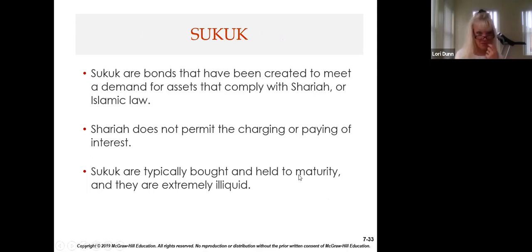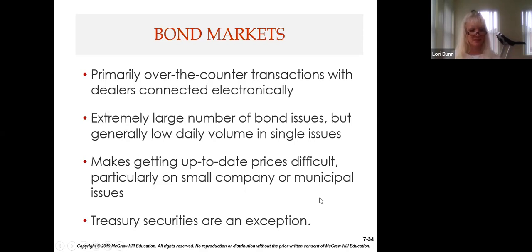I'm probably not going to pronounce it right, but I'm going to pronounce it the way I think. A SUKUK are bonds that have been created to meet a demand for assets that comply with Sharia law, because Sharia law does not permit the charging or paying of interest. Okay, so it's just another type of bond because of Islamic law and cultural traditions. So if you've ever seen that term, that's what it is and why they are different. Okay, so all the different characteristics, bond ratings. Any questions on any of those?